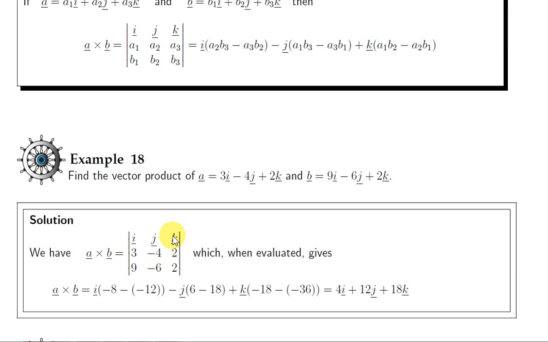Finally we go to k, that's plus k, cross off the row and column that it's on. We have 3 times minus 6 minus minus 4 times 9. That's minus 18 minus minus 36. We simplify that to get our answer.